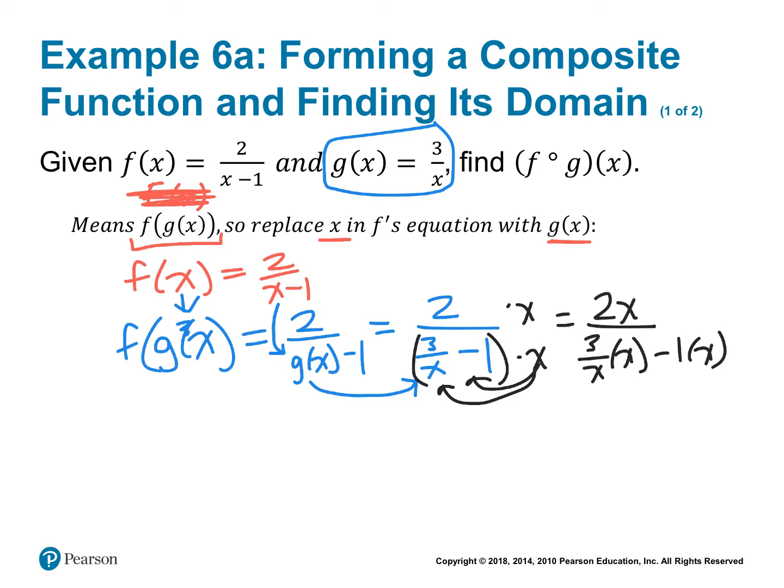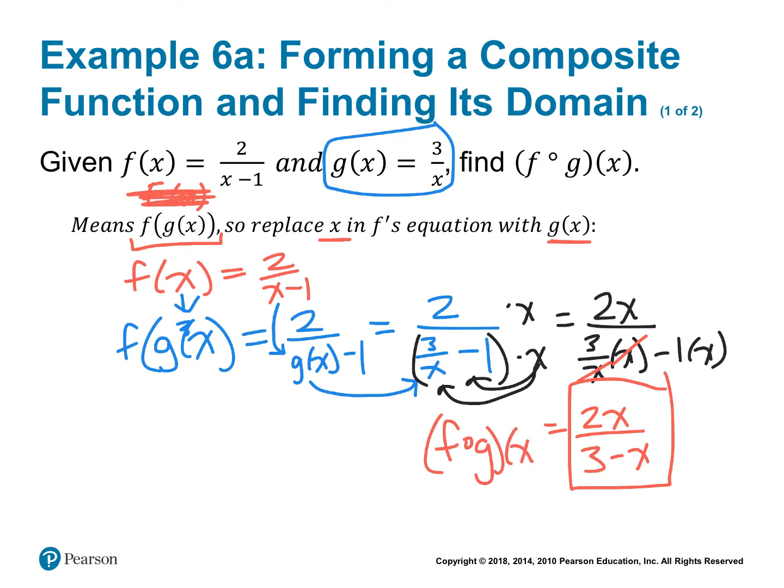So now something nice happens. My x's cancel here. So I'm left with 2x on the top. Then I just have 3, then minus 1x. I'll just put minus x. So what we were trying to find was f with g of x. And there's our answer.